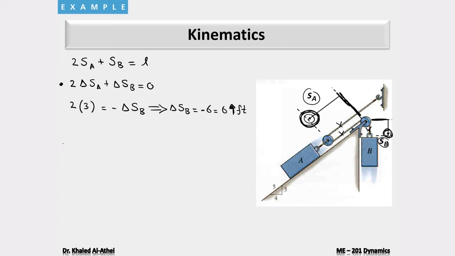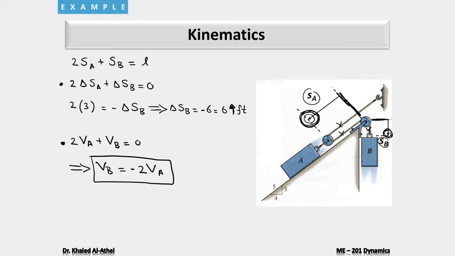The second expression that I can get is to differentiate the first equation with respect to time, and you get velocities. So you can write 2 VA plus VB equal to 0, which gives me that VB equals minus 2 VA. And this is a relation that I'm going to use later as I solve this problem. Okay, so I'm done with my kinematics.